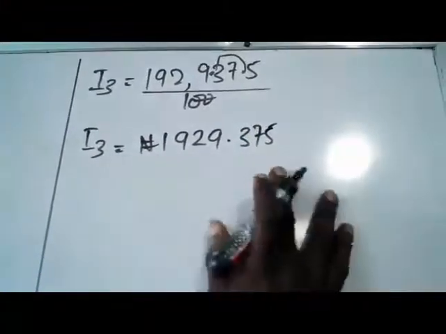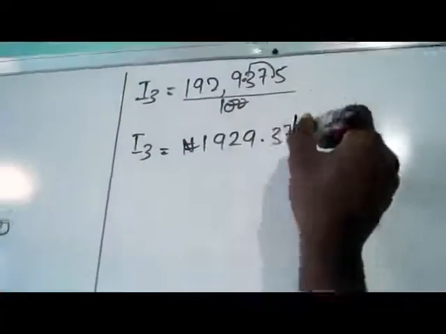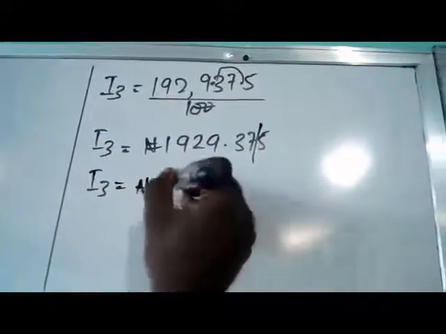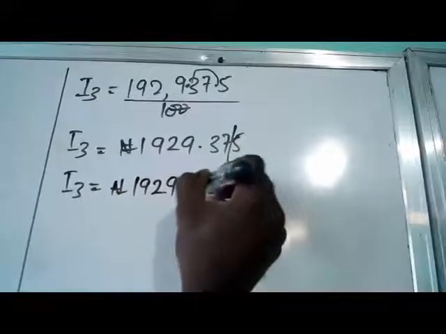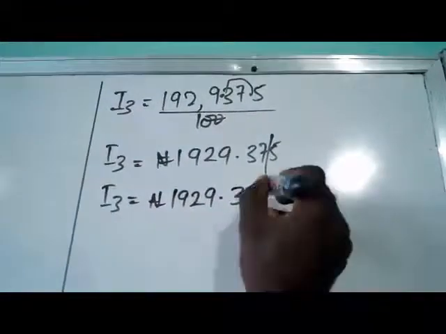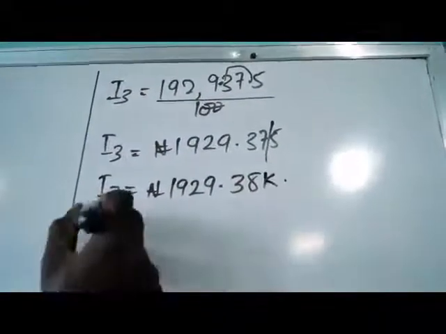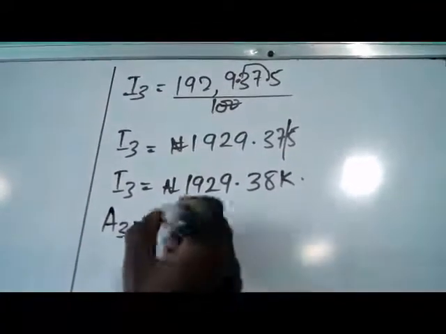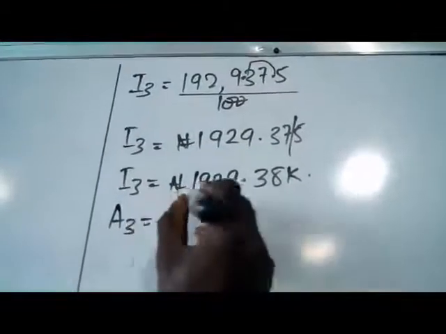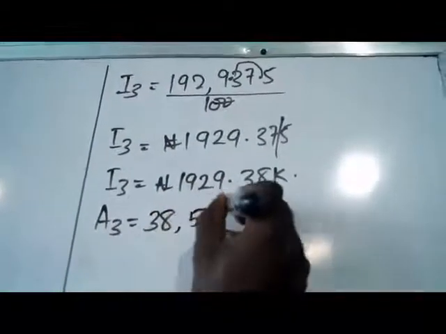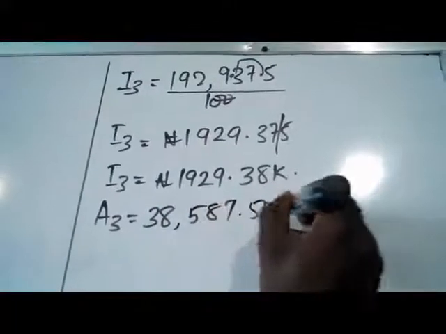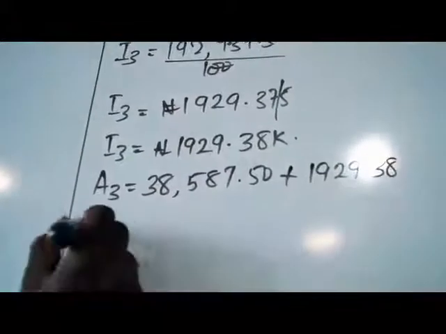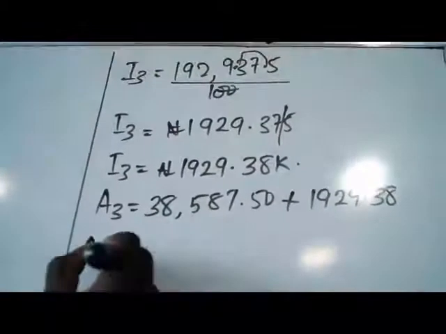Now, I'm going to write this one to 2 decimal places because that's what your money should be. So if you approximate that, your interest at the end of the 3rd year will be equal to 1,929 naira 38 kobo. So let's find the amount at the end of the 3rd year. The amount at the end of 3rd year will be the principal of year 3, which is 38,587 naira 50 kobo plus 1,929 naira 38 kobo.